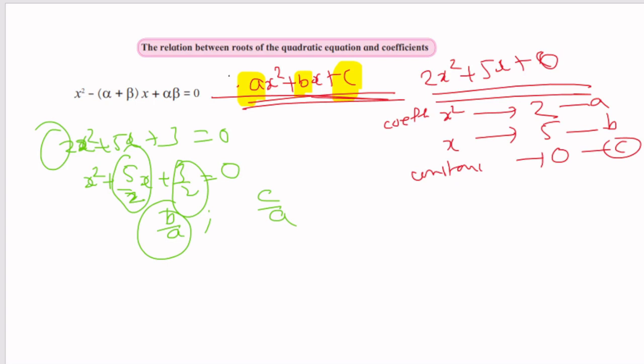Okay. Now the important point. Here in this case, I can say that the alpha plus beta formula is nothing but minus b by a. But you should know how it came. We'll learn that now.